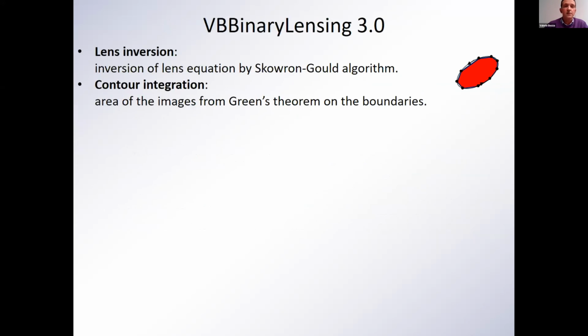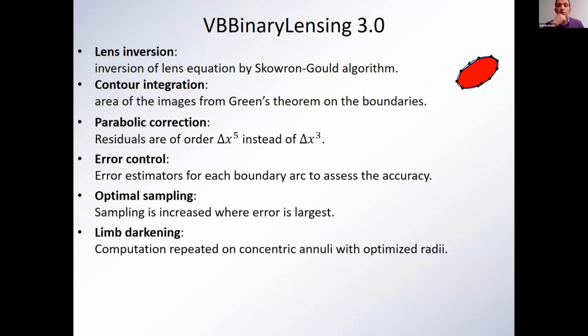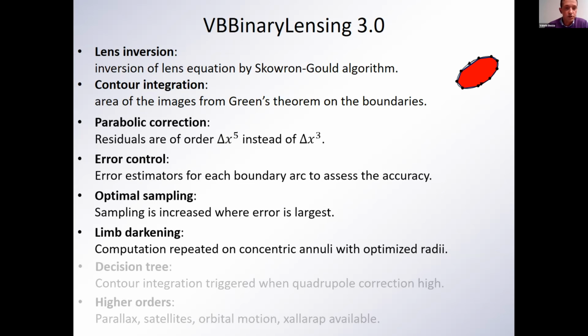Well, just a few details. These are technical details about the code. It uses a basic algorithm for lensing inversion by Skowron and Gould. The integral over the source disk is performed by contour integration. In this calculation, we also include a parabolic correction to increase the accuracy. There is error control, and the sampling is optimized so as to do the calculation only when it's really needed. Limb darkening is included by repeating the calculation.